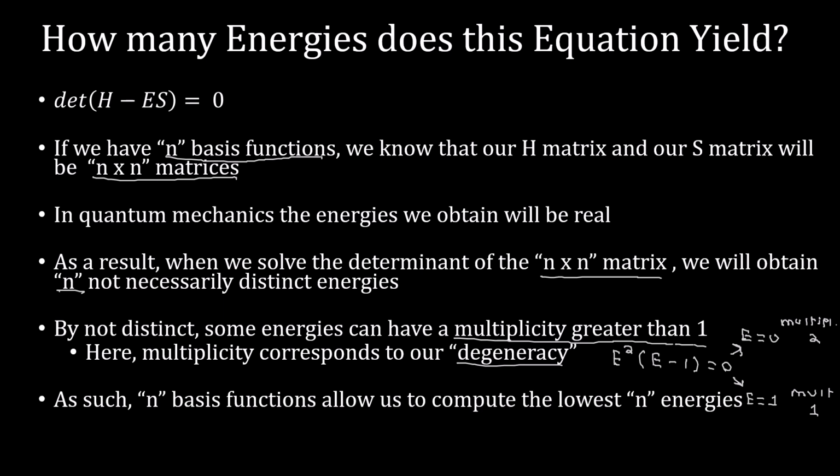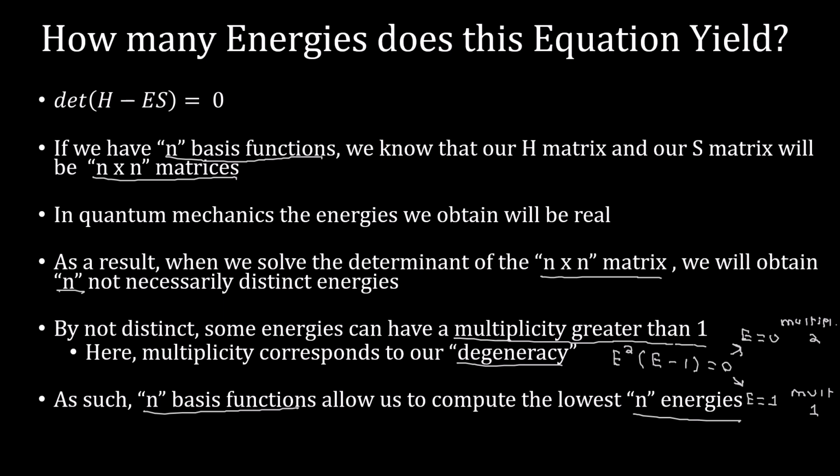And finally, note that when we have n basis functions, this allows us to compute the lowest n energies. So what I mean by that is, of course, when you have a lot of orbitals combining or you have a complicated system, you're going to have a lot of different energies. But using the variational principle, which gets us to this H minus ES matrix, we can only estimate or obtain the lowest n energies based on the number of basis functions.